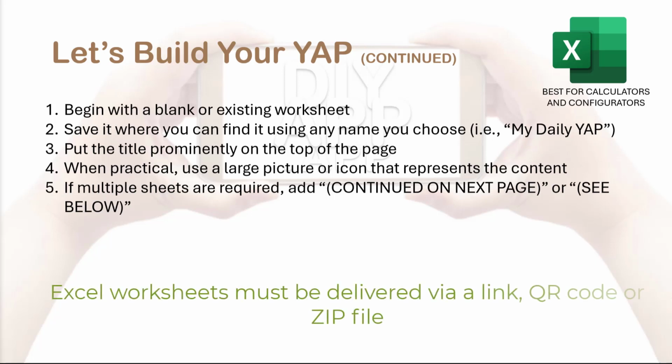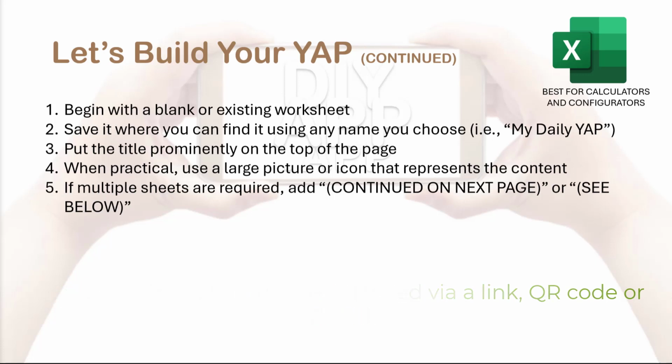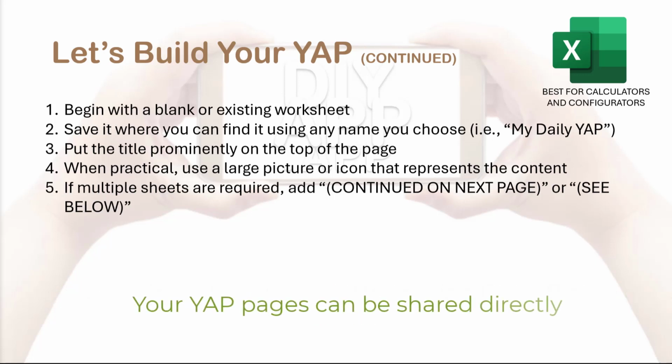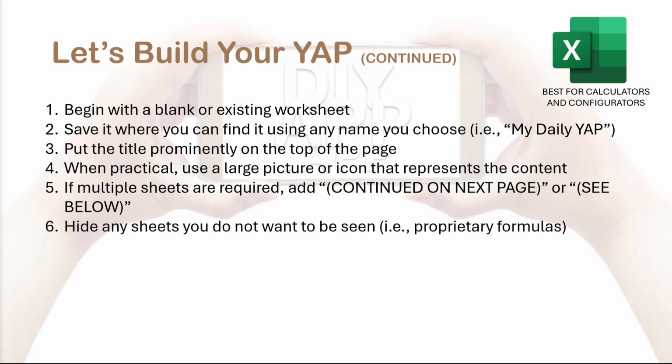Now with Excel, you're actually going to ship the worksheet to them in a zip file. But on your YAPP, if you're going to share your configurator or calculator YAPP with someone, then you'll send them these pages and make sure they understand this is not all of it, there's more to follow. Hide any sheets in your Excel file that you do not want to be seen. That would be your proprietary formulas or any other information.